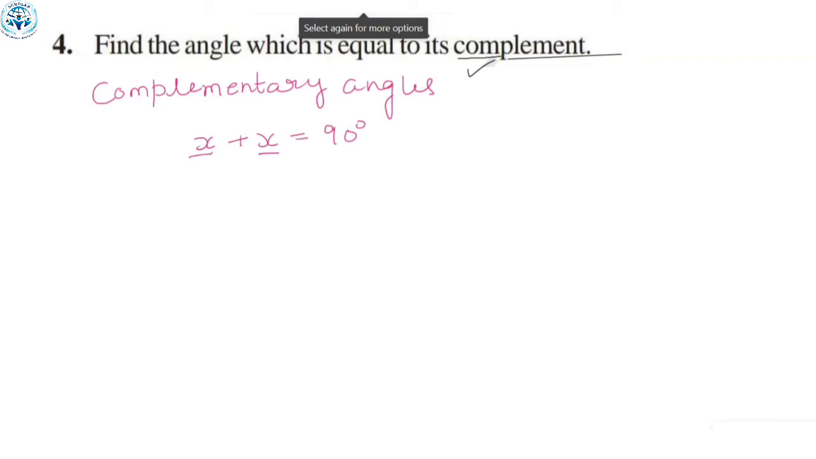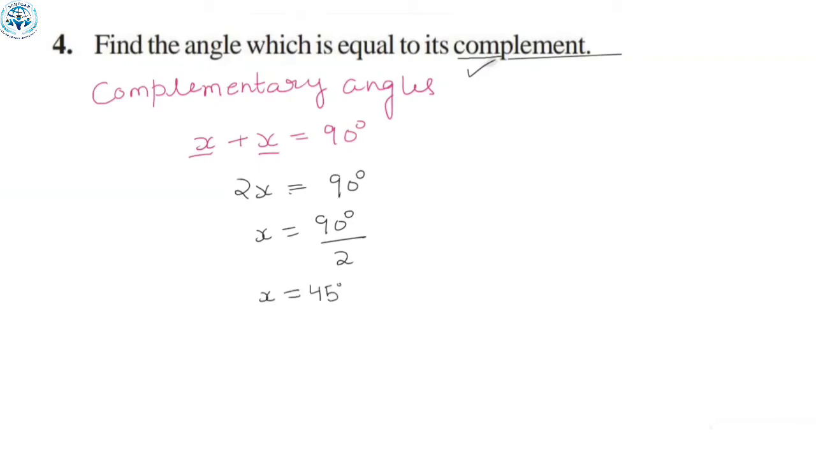If we add x plus x, we will get 2x. We will divide 90 degree by 2. So we have found out the value of x, which is 45 degree. That means the angle which is equal to its complement is 45 degree. Both the angles are equal.